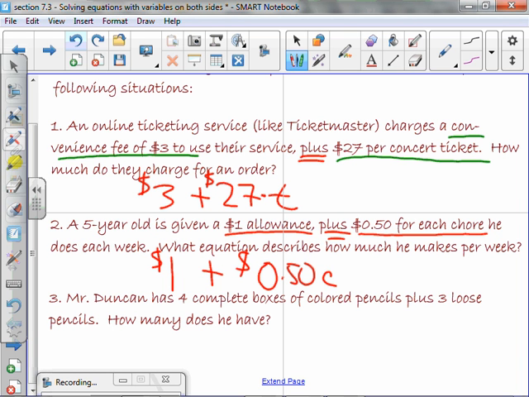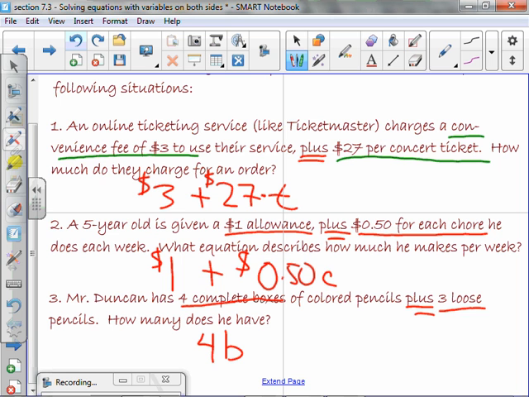Okay, and finally, number 3. Mr. Duncan has 4 complete boxes of colored pencils plus 3 loose pencils. How many does he have? Well, it's not telling us how many colored pencils are in each box, but what it does tell us is that we have 4 complete boxes. So I'm going to say 4B, and once I figure out how many are in each box, I can plug that in for B.